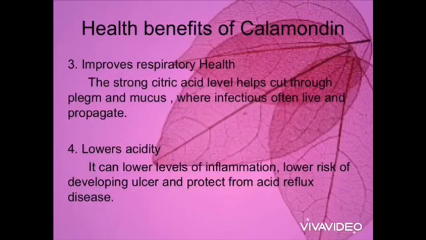Calamondin also improves respiratory health. It is very common, especially among Filipinos, that we use calamondin as an aid for cough, as calamondin cuts through phlegm and mucus, where some of the infections often live and propagate. It also has a strong citric acid level, so calamondin also lowers acidity. It can also lower levels of inflammation, lower the risk of developing ulcers, and protect from acid reflux diseases.